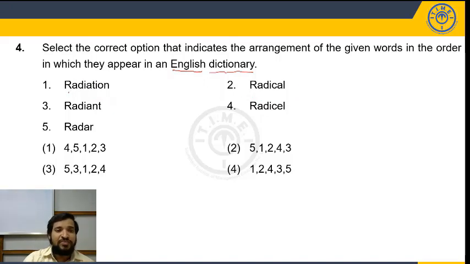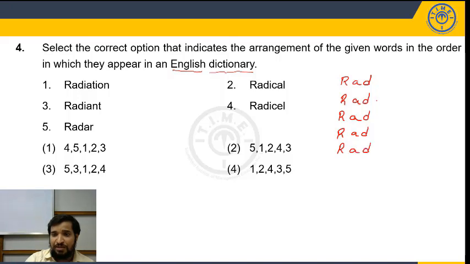What are the given 5 words? Radiation, radical, radiant, radical, radar. Now if you observe the 5 words, the first 3 letters were R, A, D. In all the 5 words the first 3 letters were the same. So when we arrange them in English alphabetical order, I am going to get the same thing. The first 3 letters were R, A, D.